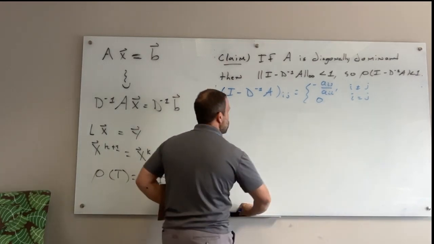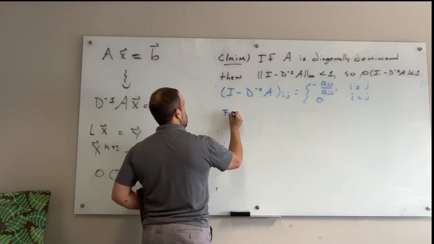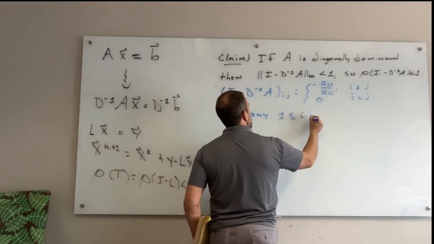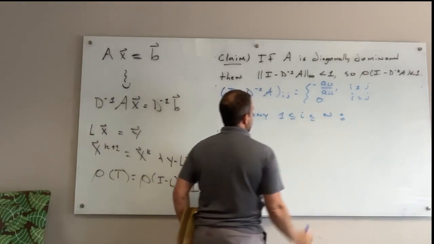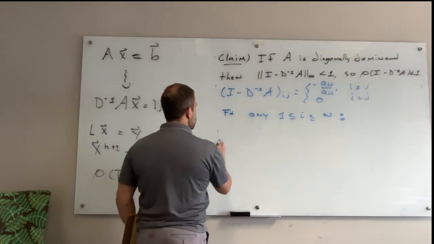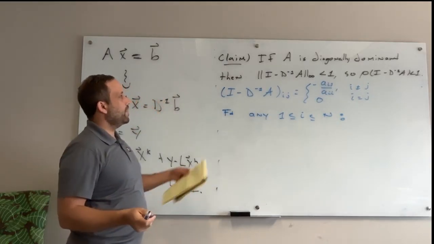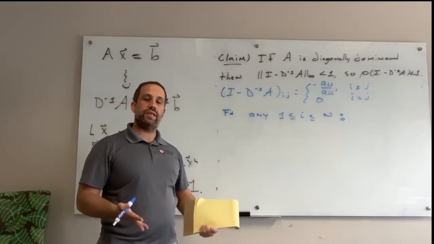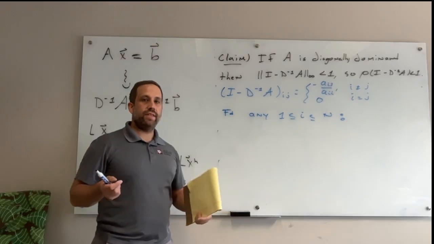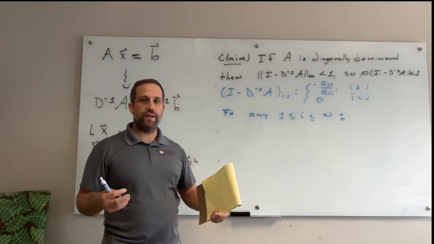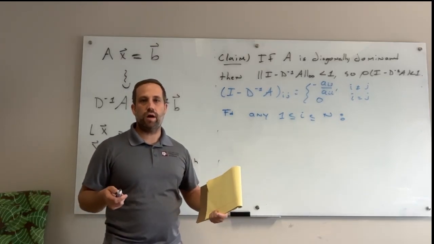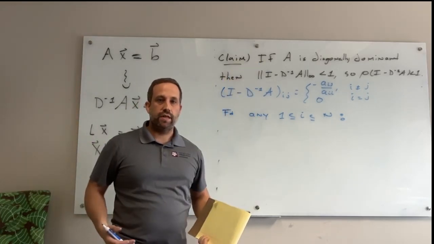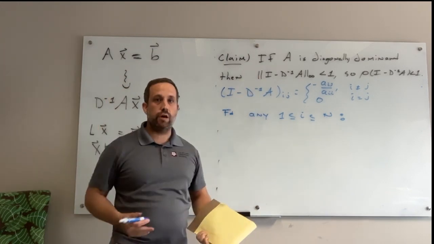Now for any row, for any 1 less than or equal to i less than or equal to n, let's see what's going to happen. I want to show that the infinity norm of this matrix is less than 1. One of the ways that I can prove this is to show that the row sum of any row is always going to be less than 1. Remember, the infinity norm is you look at all of the row sums, take the absolute value, and take the maximum of that.